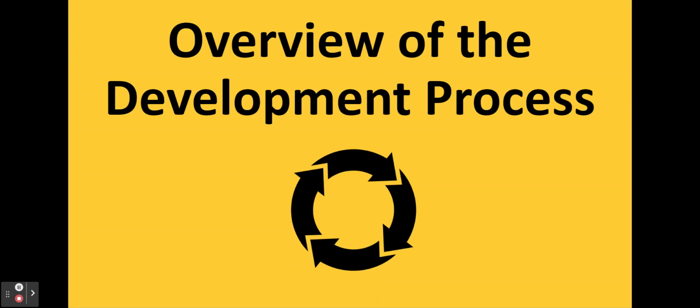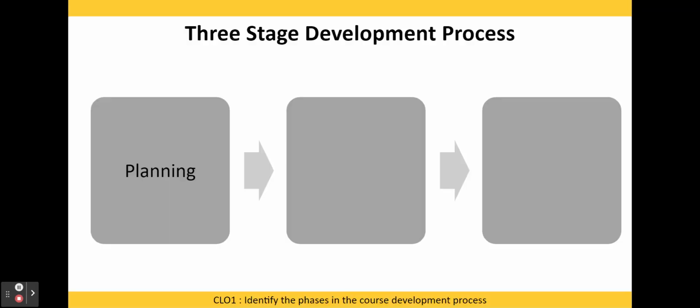Overview of the development process. There are 3 stages in the development process for both online and hybrid courses. In the planning stage, the Center for Teaching, Learning, and Online Education team prepares for production.